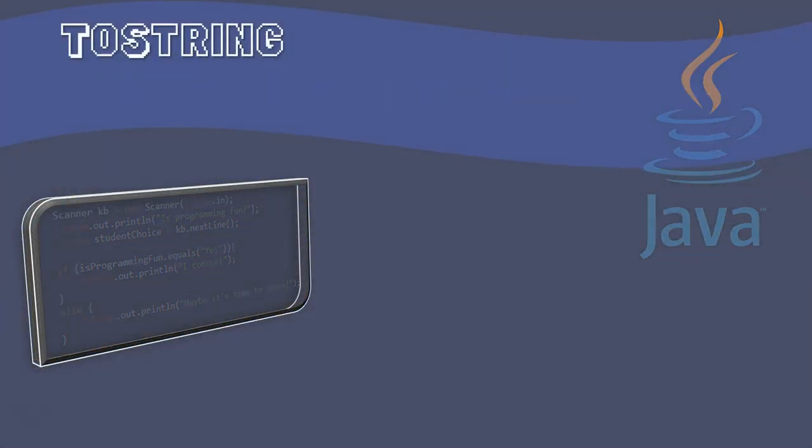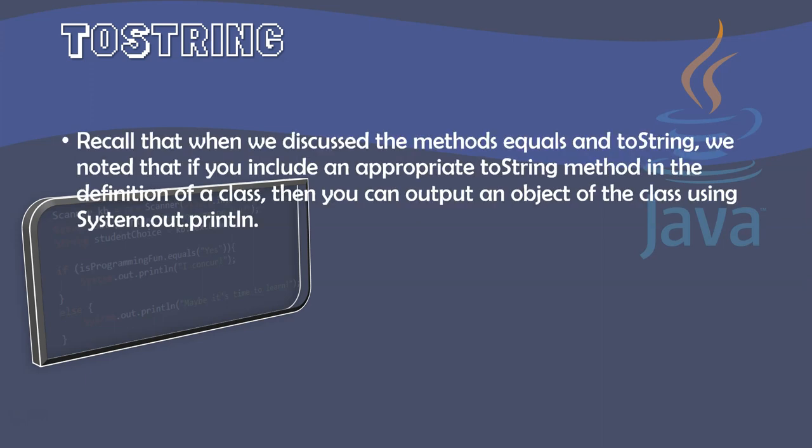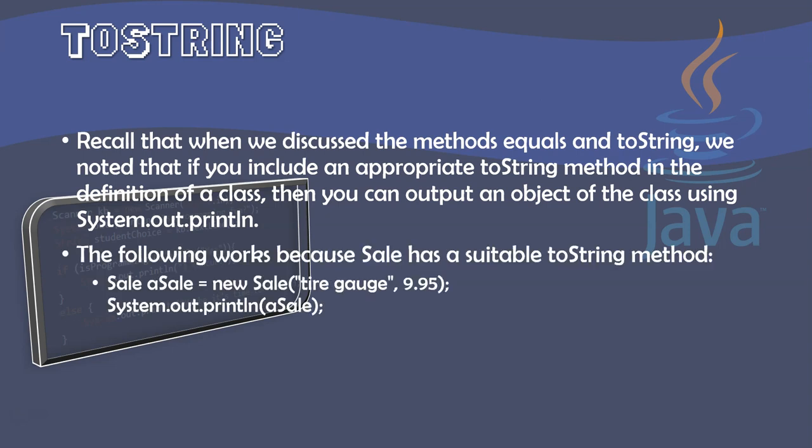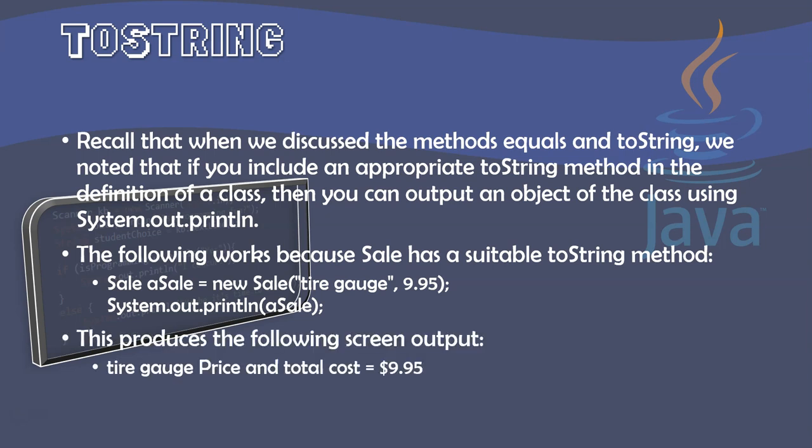So when we look at the toString method here, recall that the methods equals and toString are a little bit different. They're special, and if we have an appropriate toString method in the definition of a class, we can technically output an object of the class using System.out.println. The following is an example, and it would work because Sale has a suitable toString method. Sale aSale equals new Sale("tire gauge", 9.95); System.out.println(aSale). This would produce the following screen output: tire gauge, price and total cost equals $9.95.